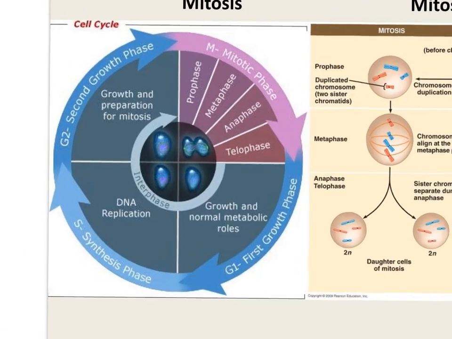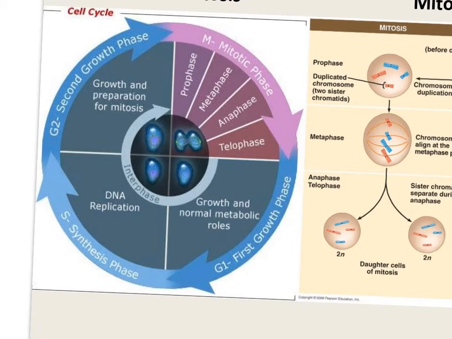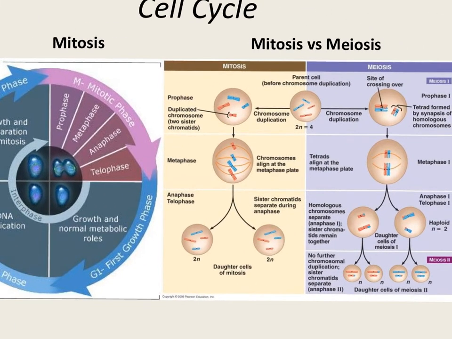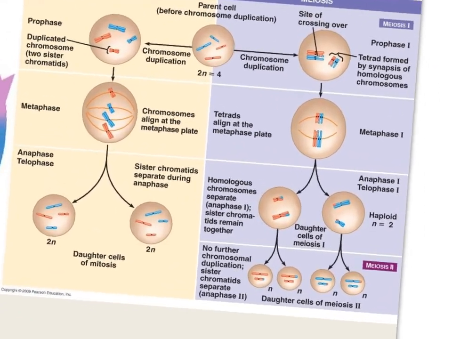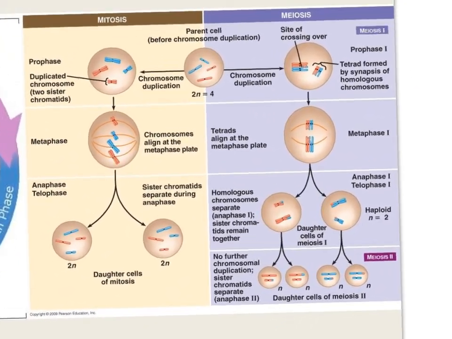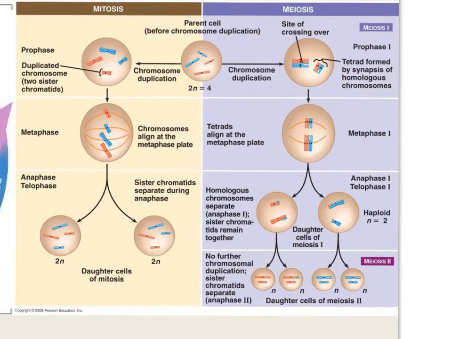So this is mitosis. We go from G1 to S phase, where you're doubling the DNA. Then you go to G2, and finally to mitosis: prophase, early prophase, late prophase, metaphase, anaphase, telophase, and then cytokinesis. Now, this is mitosis, just like meiosis.